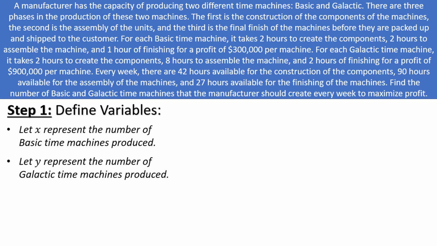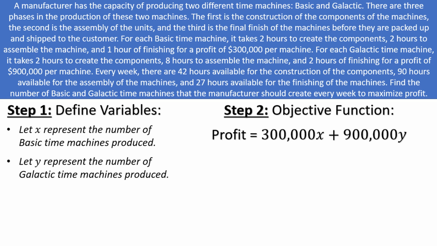We can let x represent the number of basic time machines produced and let y represent the number of galactic time machines produced. Step 2 is to write out the objective function, which is always in the form something is equal to ax plus by. In this case, we have profit is equal to 300,000x plus 900,000y, since $300,000 of profit is made for each basic time machine produced, and $900,000 of profit is made for each galactic time machine produced.